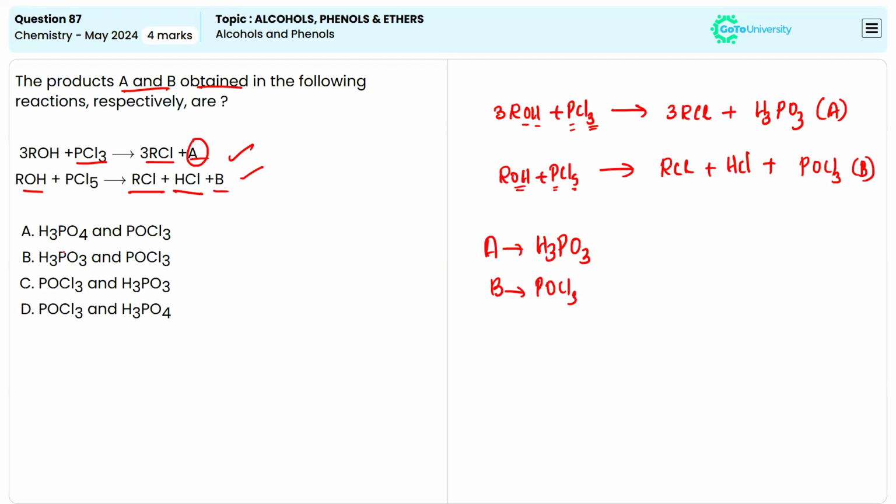Okay, now let us see the options. The first option is H3PO4 and POCl3. That is not correct because H3PO4 is not produced here, it is H3PO3. So option B is correct, H3PO3 and POCl3. And the others are also wrong because in the other options A is POCl3. That is not possible. Actually, POCl3 is produced in the second reaction. So the correct answer is B.